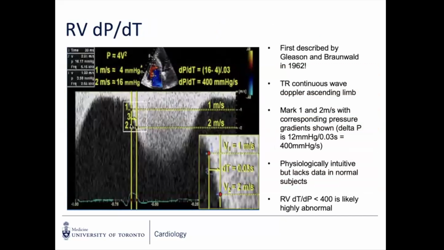And the time during which the velocities increase from 1 to 2 meters per second, in this case, was 0.03. So your dP/dt would be 400 millimeters of mercury per second in this case. And so this is physiologically intuitive, but obviously you need a TR envelope for this. Generally it may hold true for some patients, but it may not be applicable for patients that you're not able to get a TR jet for. And so anything lower than 400 is considered likely abnormal. But again, this was not included in the 2015 update with respect to measurement of the RV, and so it's not routinely recommended.